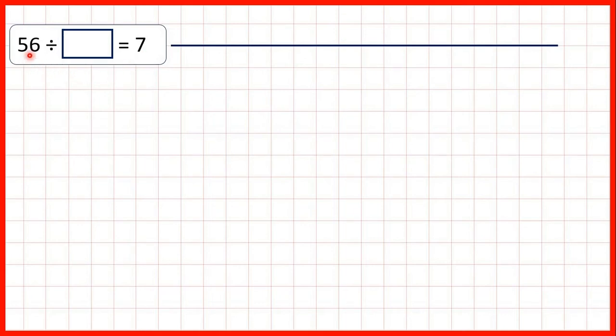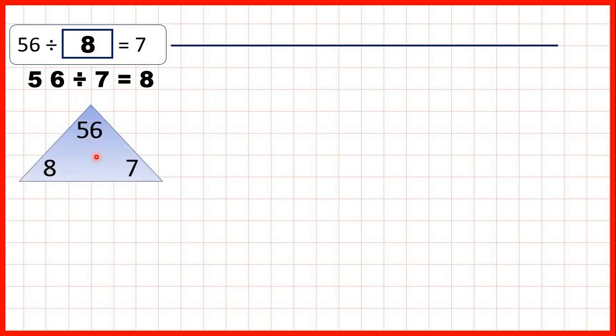Then we had 56 divided by something equals 7. Now because it was the second number, or the divisor, that was missing, we still used division to find our missing number. 56 divided by 7 is 8.